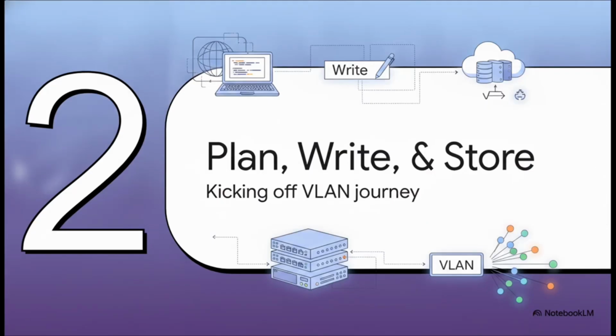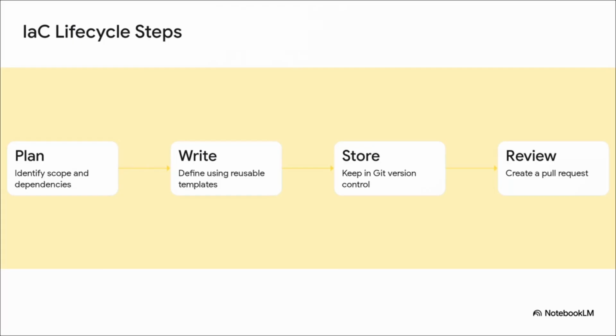All right, moving on to Section 2, plan, write, and store. Kicking off the VLAN journey. This is where the magic starts. And I want to be clear, this isn't just cowboy scripting. It's a highly controlled workflow. Step 1 of our 8-step lifecycle is plan. Here, we identify the scope, dependencies, and exactly how we're going to validate this new VLAN.